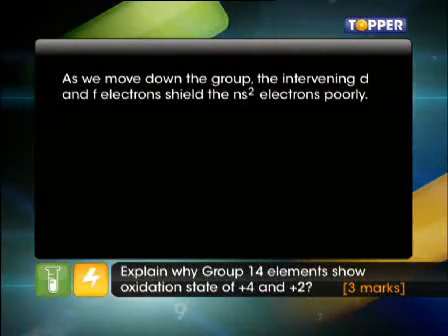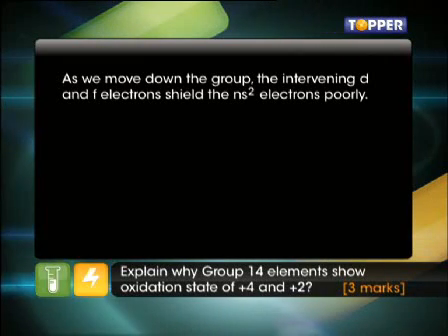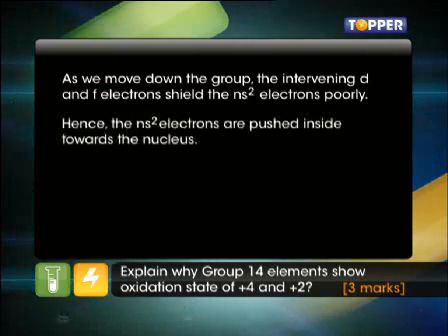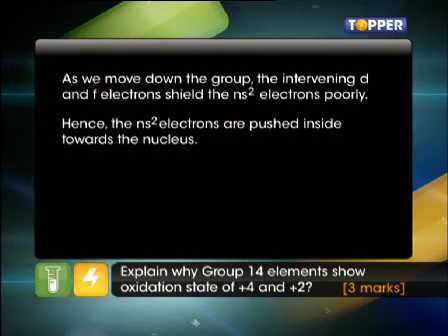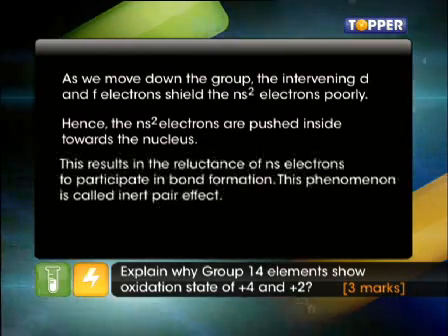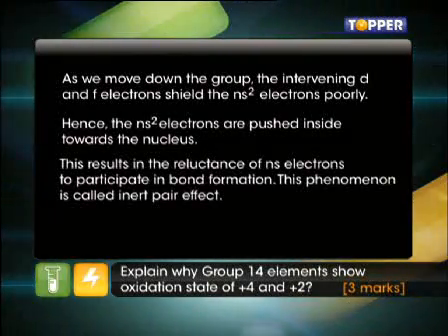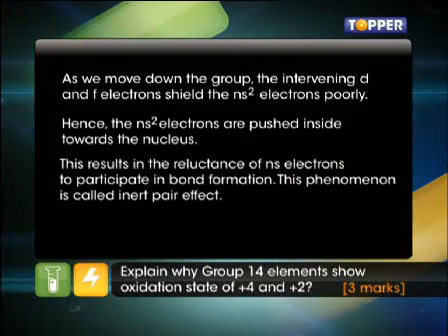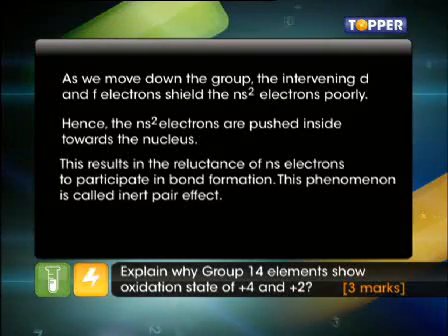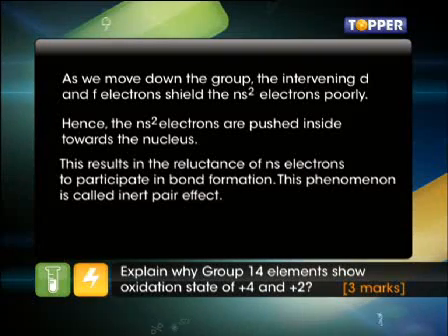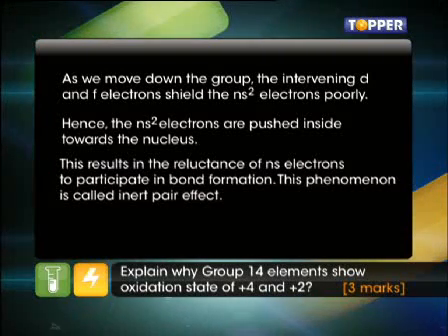As we move down the group, the intervening d and f electrons shield the ns2 electrons poorly. Therefore, the ns2 electrons are pushed inside towards the nucleus. This results in the reluctance of ns electrons to participate in bond formation. This phenomenon is called inert pair effect. The correct explanation of inert pair effect will fetch you the last 1 mark.